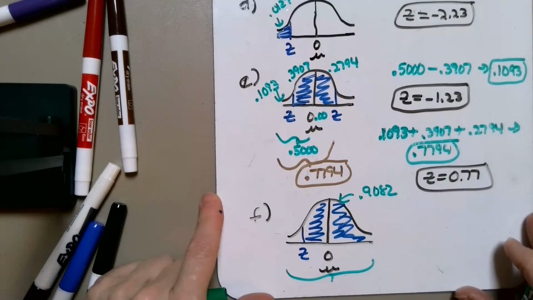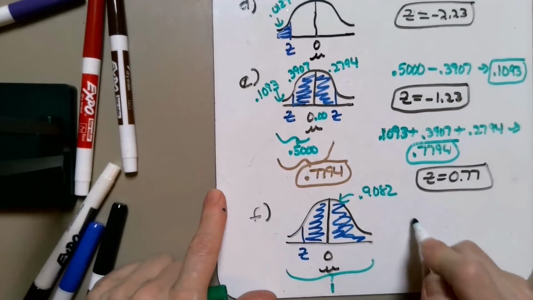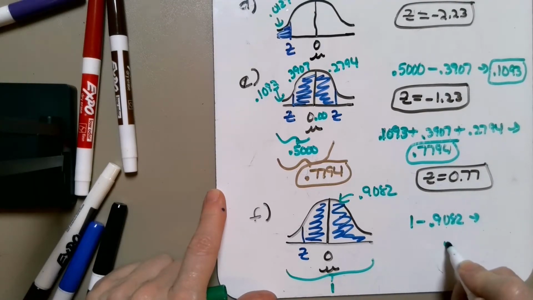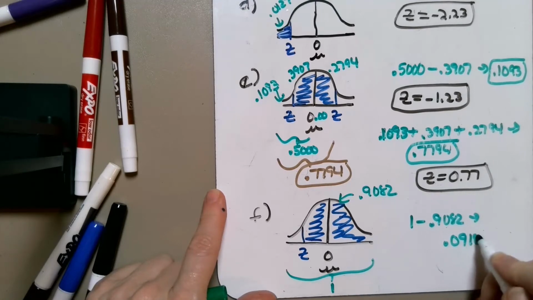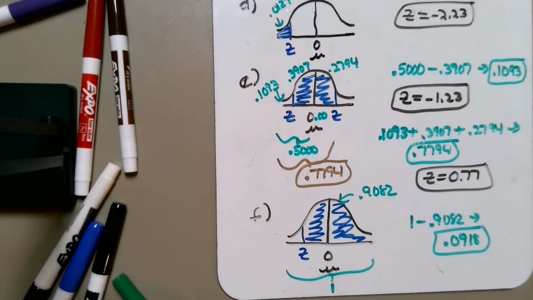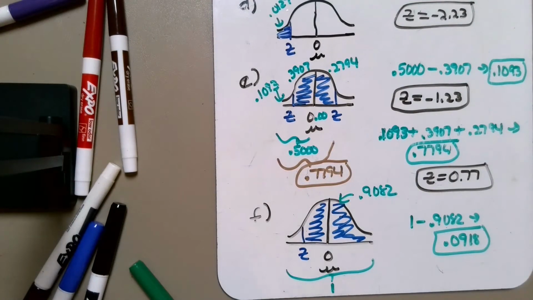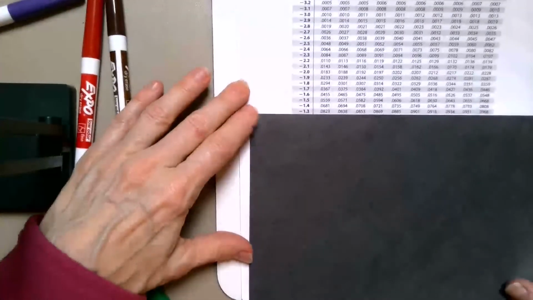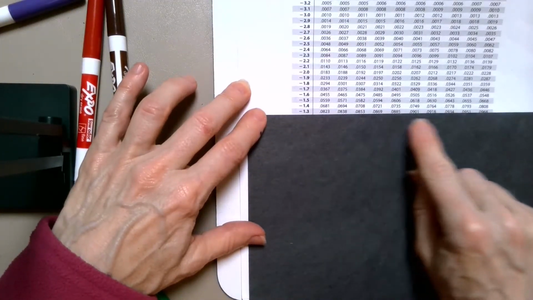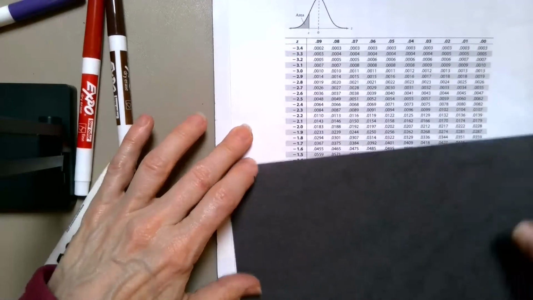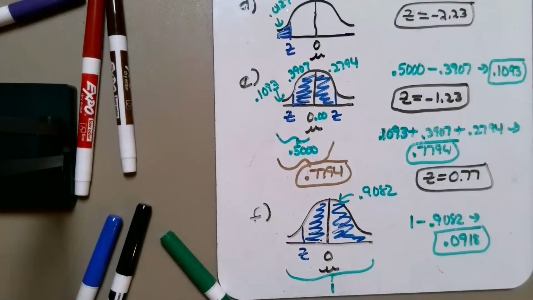So we have to use the idea that the entire area under the curve is 1, and to get the left tail, take 1 minus 0.9082, which gives me 0.0918. That's what I want to look up on the negative z side, because that's where we are. I should find an exact match for that area of 0.0918. Here we go, at negative 1.3 and, if we look up, 300ths. So negative 1.33 will be my z-score.